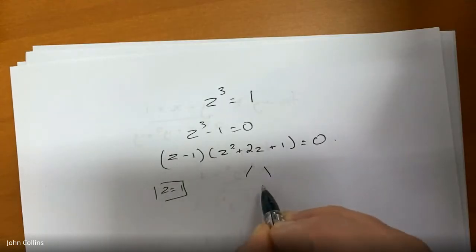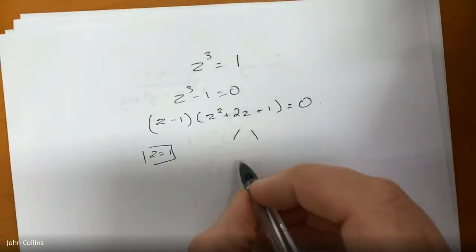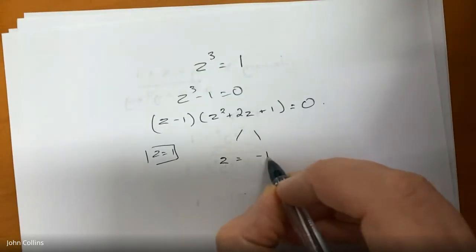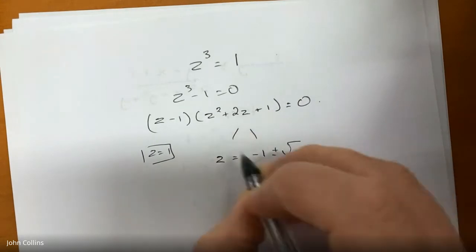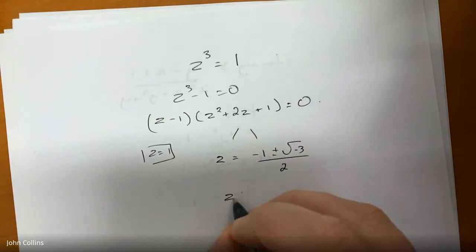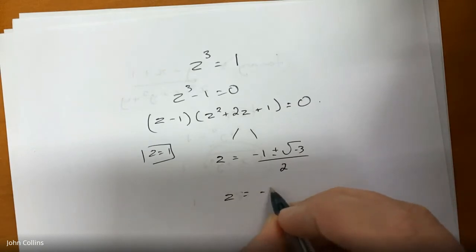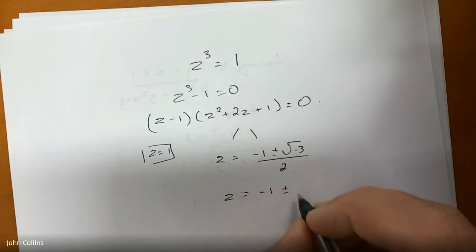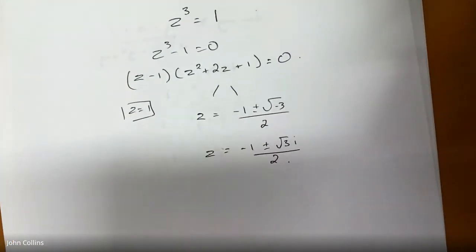Therefore, you get z is 1, we know that. And we also can get, using the quadratic formula, z equals minus 1 plus or minus the square root of... I'll just tell you what it is: minus 1 plus or minus root 3i over 2. Okay, so that's okay. Now we're going to look at these diagrams, and then we'll talk about the answer.